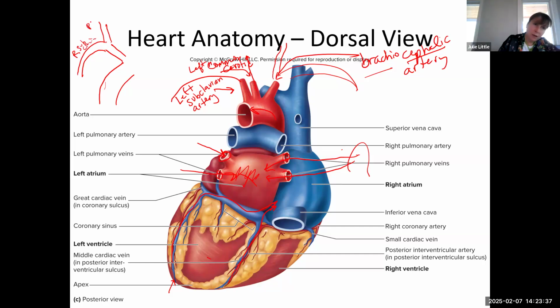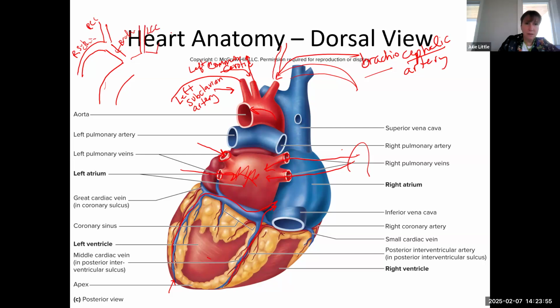And this is going to be the right common carotid. And here we have our brachiocephalic. This is our brachiocephalic from the front. That does not say brachiocephalic, but okay. The next one coming off, going straight up the neck, is the left common carotid.